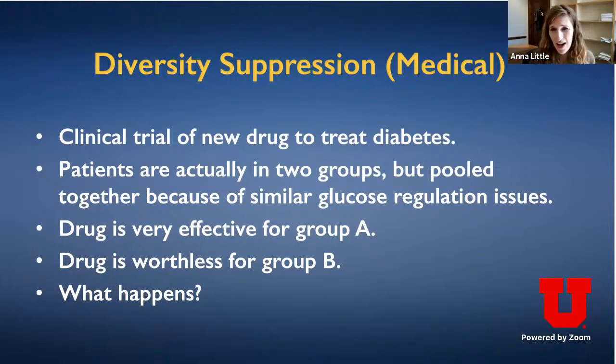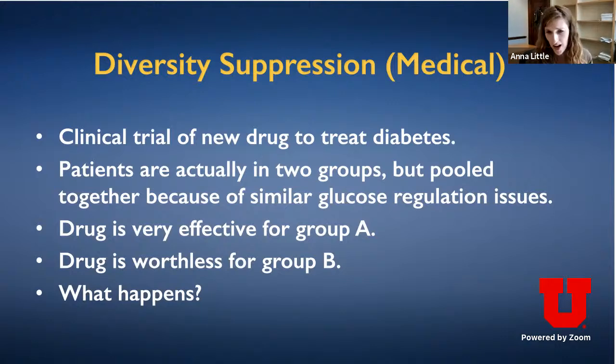And you can also think about how this might play out in medical studies. So for example, let's say you're doing a clinical trial of a new drug to treat diabetes or some other disease. And let's say we have two groups of patients. We have group A and group B. And let's say the drug is very effective for group A and the drug is worthless for group B. Now let's think about it: we've got two groups, one where the drug works really well and another where it does not work well.